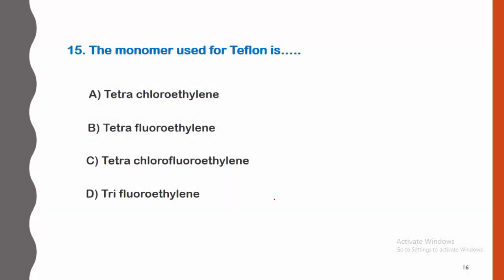Next, the monomer used for Teflon. The monomer used for Teflon is option A. Tetrachloroethylene, option B. Tetrafluoroethylene, option C. Tetrachlorofluoroethylene, and option D. Trifluoroethylene. So the right answer of this question is very simple. The monomer used in Teflon is tetrafluoroethylene. That is option B. Tetrafluoroethylene is the monomer used for Teflon.